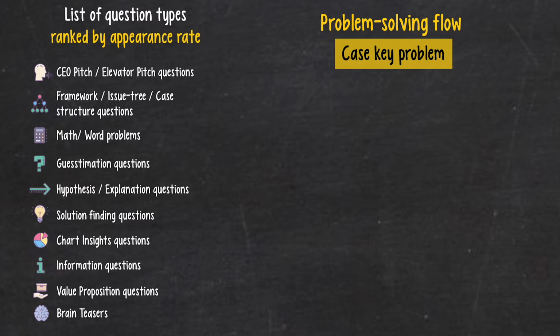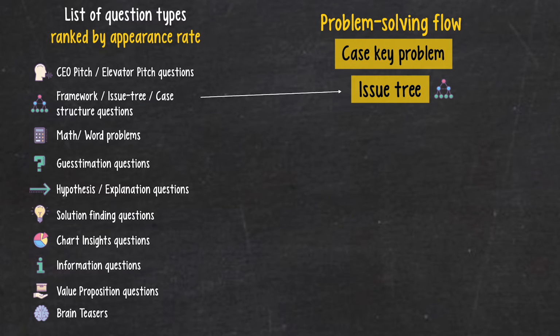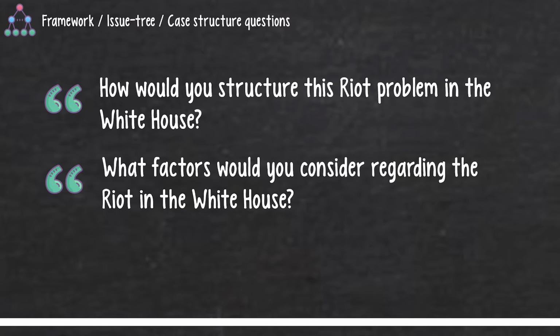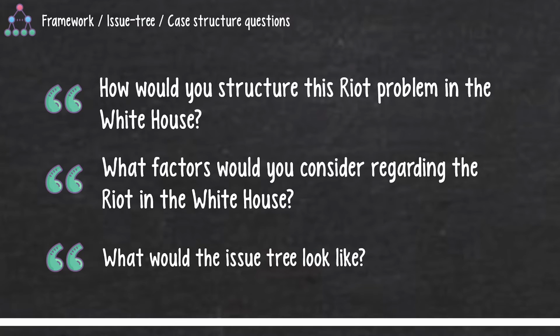After the case definition and clarification, the first step of any problem-solving is to draw an issue tree, using templates from frameworks to hopefully break down the problem and isolate the root cause. Framework or issue tree questions in interviewer-led cases test exactly this. These questions can be asked in a few forms, such as, how would you structure this riot problem in the White House? What factors would you consider regarding the riot in the White House? What would the issue tree look like?